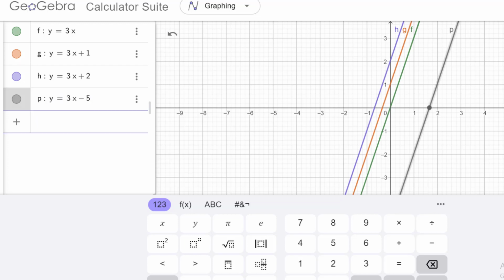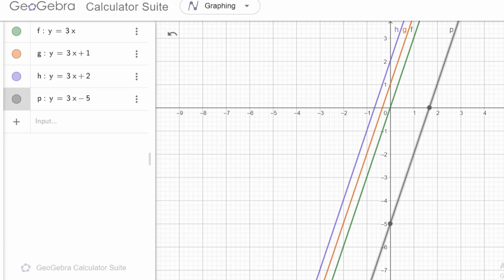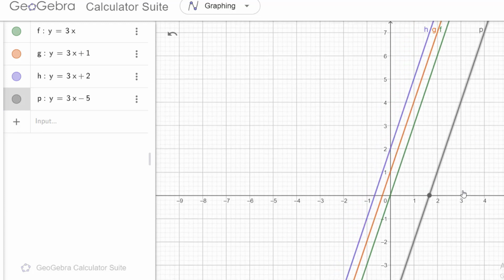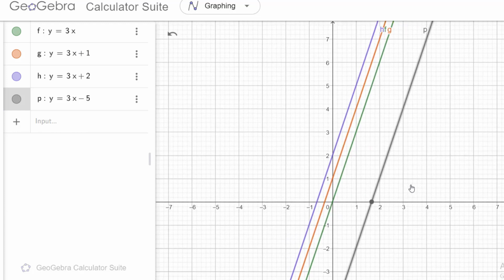Let us see what is happening in this picture. If you see, you have this gradient, this 3. The gradient 3 means the steepness is fixed. The steepness is not changing. But here, this plus 1, plus 2, or minus 5, what it is telling is where the graph should pass through the y-axis. If you see this violet color, this is the graph alone. Yes, I'm just removing the others.